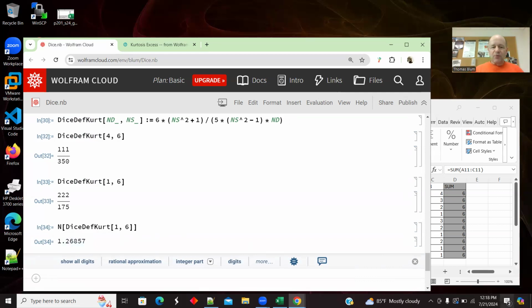All right, that's what I want to show you, just some playing around with Mathematica and Wolfram Cloud, and dice distributions as a function of the number of dice and the number of sides of the dice, some generic results on the variance and the kurtosis, sort of the second moments and fourth moments. All right, that's all I wanted to show you on this one. Thanks for your attention.